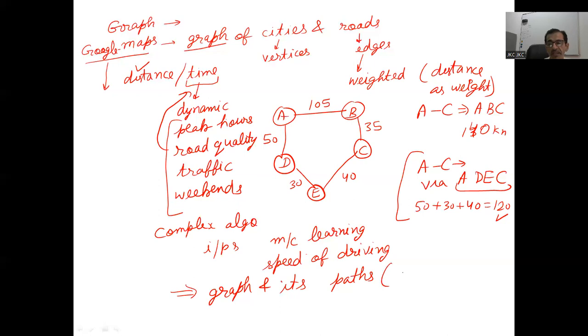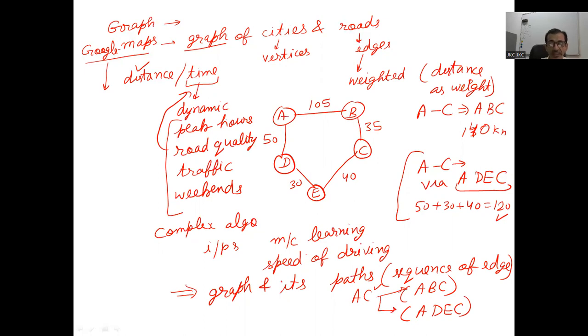Paths, effectively, I mean a sequence of edges or set of edges. If I travel multiple edges one after the other, it becomes a path. For example, AC is one path. It could be ABC as one, or it could be ADEC as another. So both are paths consisting of multiple edges. Ultimately, we need to work over paths and many such connections. So today, we are going to consider the graph as a weighted graph.